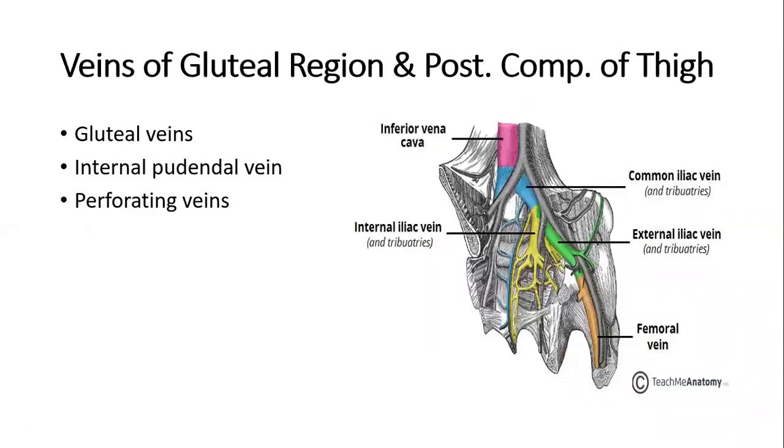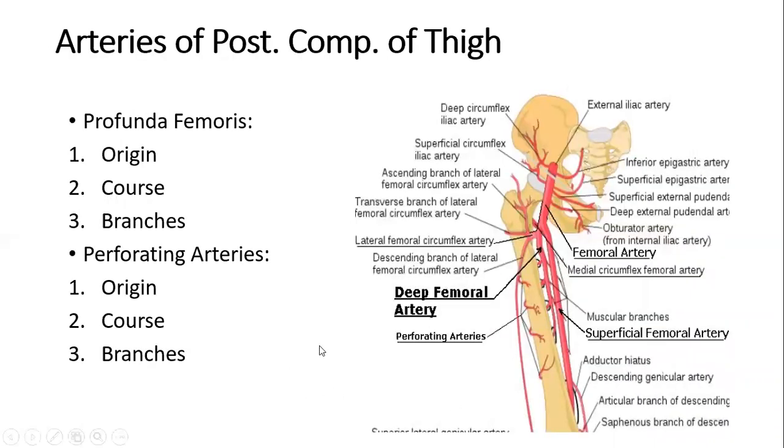Perforating arteries, how do they terminate? They pierce the lateral intermuscular septum after supplying the posterior compartment of the thigh, and they enter the anterior compartment of the thigh by piercing the lateral intermuscular septum to supply the vastus lateralis muscle. So this was all about the arteries of the posterior compartment of the thigh.